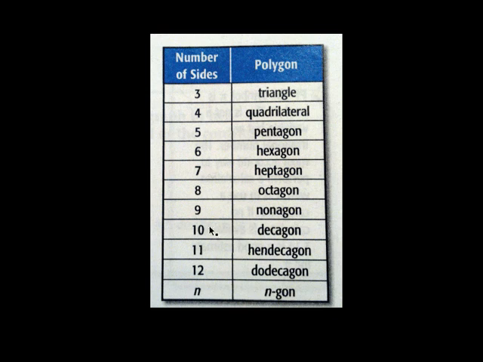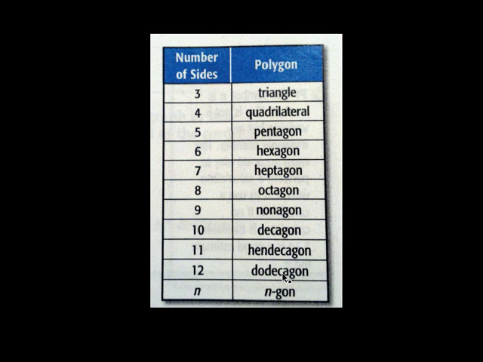Now, they don't have names for every single number. If you have 57 sides, they don't have a special name for that polygon. So we just call it by how many sides we have. We wouldn't call a 57-sided polygon an n-gon. We would call it a 57-gon. Or I probably wouldn't even call that.